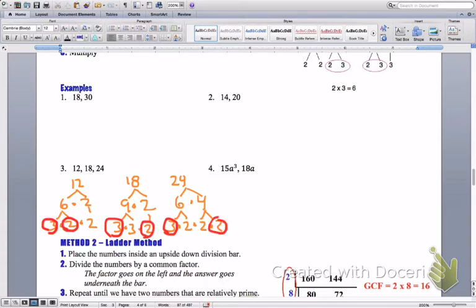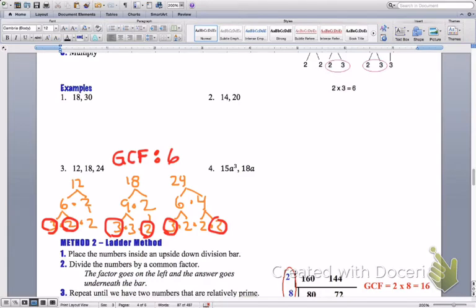And that's it. The middle one does not have a second 2, so the 12 and the 24 have another 2 to circle, but it has to have the common term for all 3. The 18 does not have that 2. So my common factors are the 2 and the 3. Therefore, my GCF here is going to be 6 from the 2 times the 3.